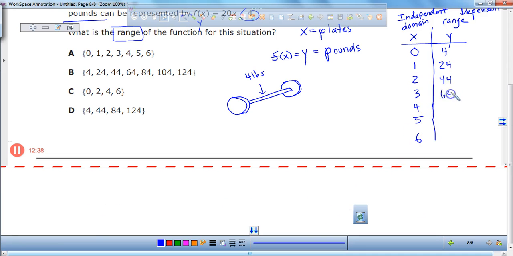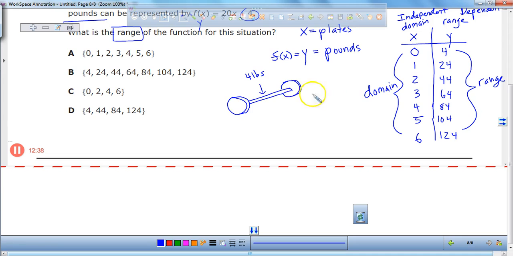So we get 64, go up by 20. You get 84, go up by 20. You get 104, go up by 20. You get 124. Okay. So all of these numbers, that represents your relevant domain. And this right here is your range. Okay? So your input, like for example, 0, 1, 2, 3, 4, 5, 6, that's your domain of the function. So that's answer choice A.